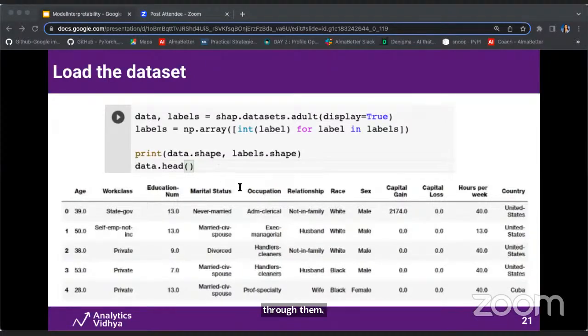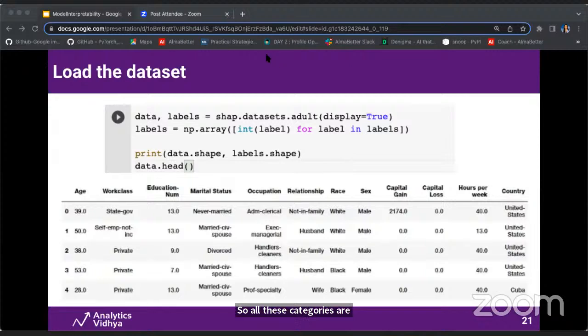The first is age. Age is a continuous feature here, representing the age of the adult that we are talking about. Then we have work class. This is a categorical feature representing the nature of the working class category, whether the person works in a private job, is self-employed, or has a federal government job, local government job, or state government job. So all these categories are there.